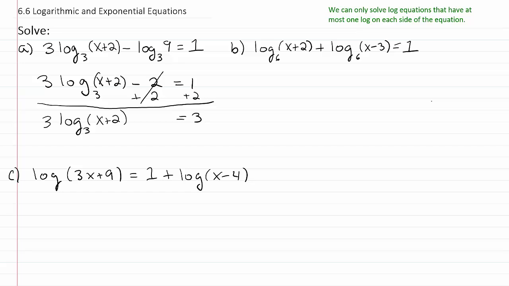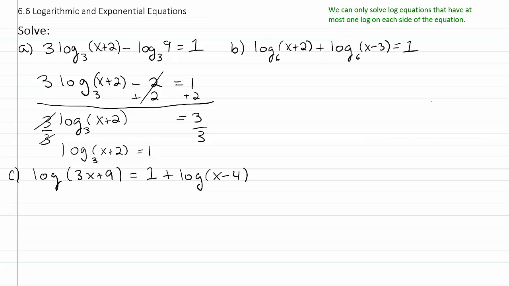So remember, when you have just one log left by itself in the equation, you want to isolate it, get it all by itself. We can certainly divide both sides by 3 here. So dividing here by 3 gets rid of that, and dividing 3 by 3, of course, gives you 1. So we end up with the equation log of x plus 2 base 3 is equal to 1.